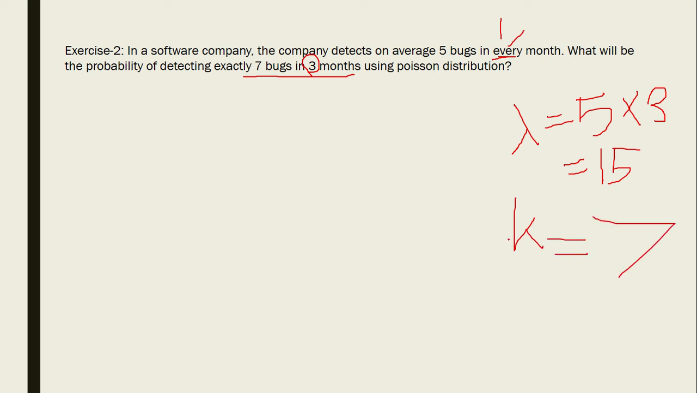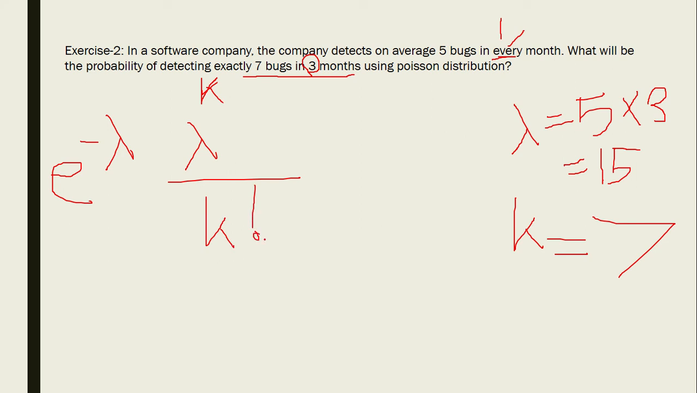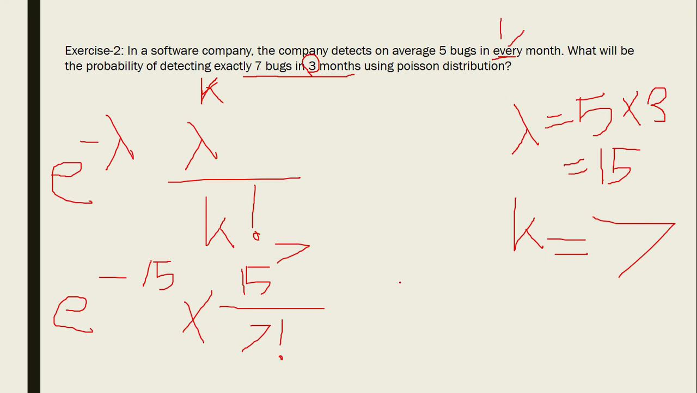So the result will be e to the power minus lambda into lambda to the power k divided by k factorial, right? That means e to the power minus 15 into 15 to the power 7, divided by 7 factorial. So this will be our answer, right?